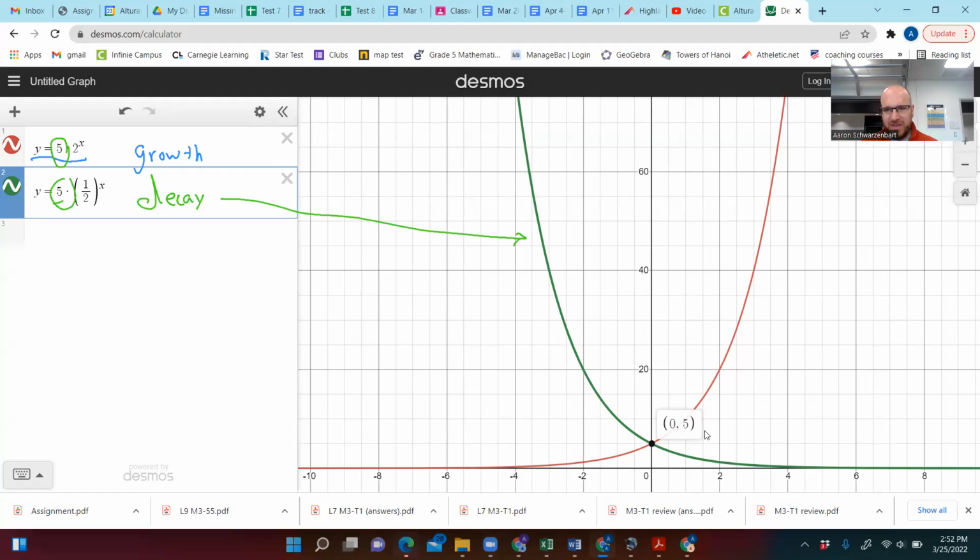And so this is how I graph them in Desmos. I could take a look. If I'm not sure if it's growth or decay, I should initially look at the B value, see is it larger than 1 or is it between 0 and 1? And again, when I say B value, I am referring to the form y equals AB to the power of x.